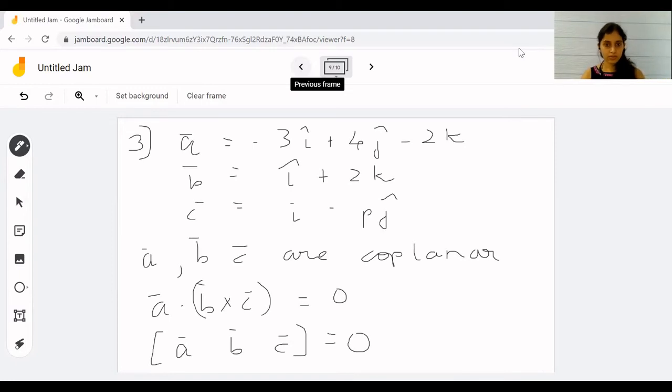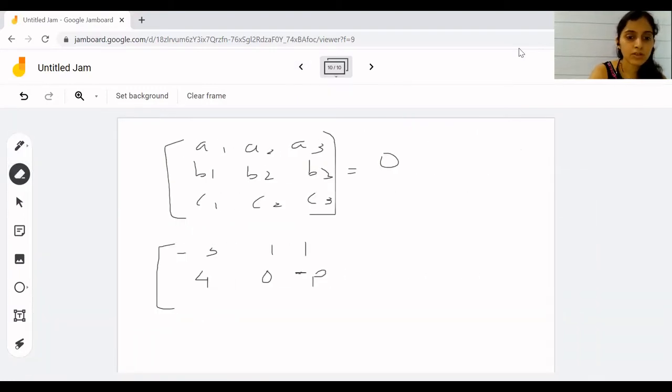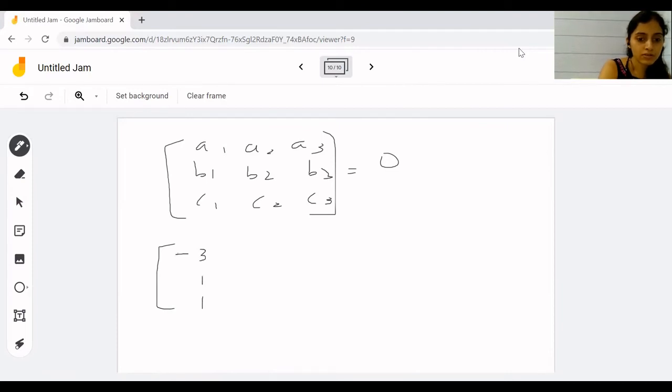Oh, sorry, one second. Just substituted the wrong values. Minus 3, 1, 1 would be here. Then 4, 0, minus P. And minus 2, 2, and 0 is equal to 0.